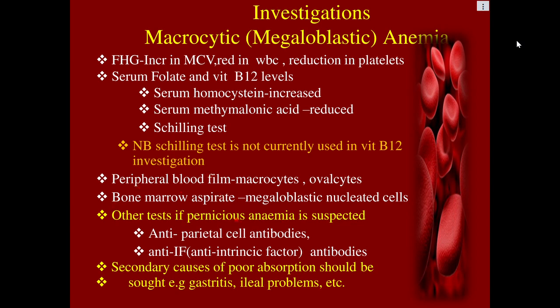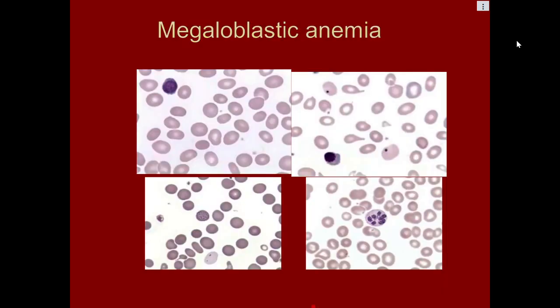Other tests, antiparietal cell and anti-intrinsic factor antibodies, can be done in major facilities that have them. Of course, your history is very important. History of gastritis, history of ileal resection. Very, very important.